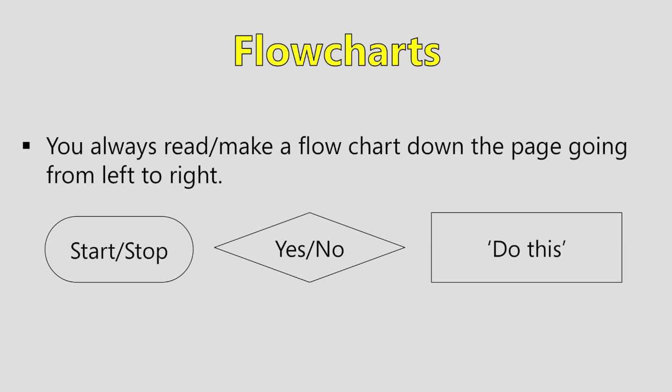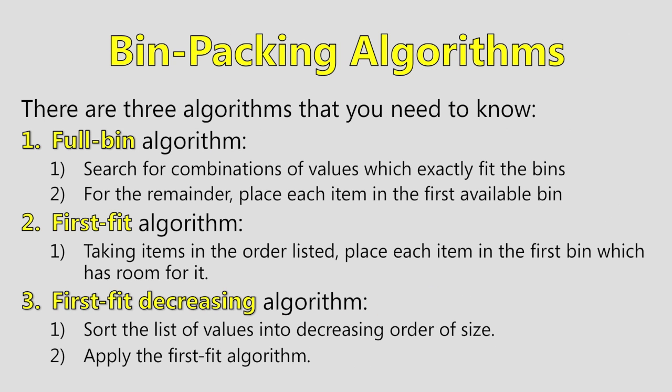Right, the first set of algorithms you need to know is bin packing algorithms, and there are 3 of them. The first is the full bin algorithm. Number 1, you search for combinations of values which exactly fit the bins. And number 2, for the remainder, place each item in the first available bin. Really, it's quite simple. Your second algorithm, first fit: you just take the items in the order listed and place each item in the first bin which has room for it.